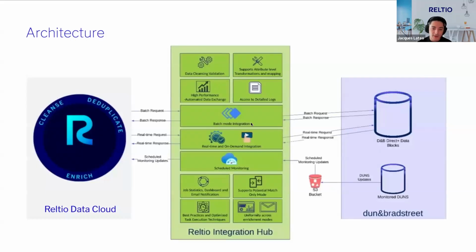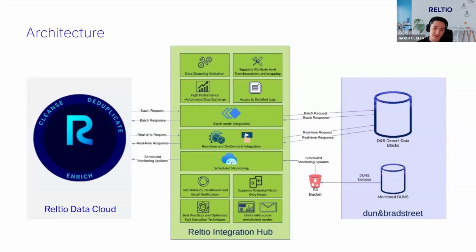Okay, so we're going to take a quick look at the high-level product architecture here. On the left-hand side, you have Reltio Data Cloud, so that's your tenant. In the middle, we have Reltio Integration Hub, which is the technology that this integration is built off of. And to the right, we can see Dun & Bradstreet with the services that they provide.